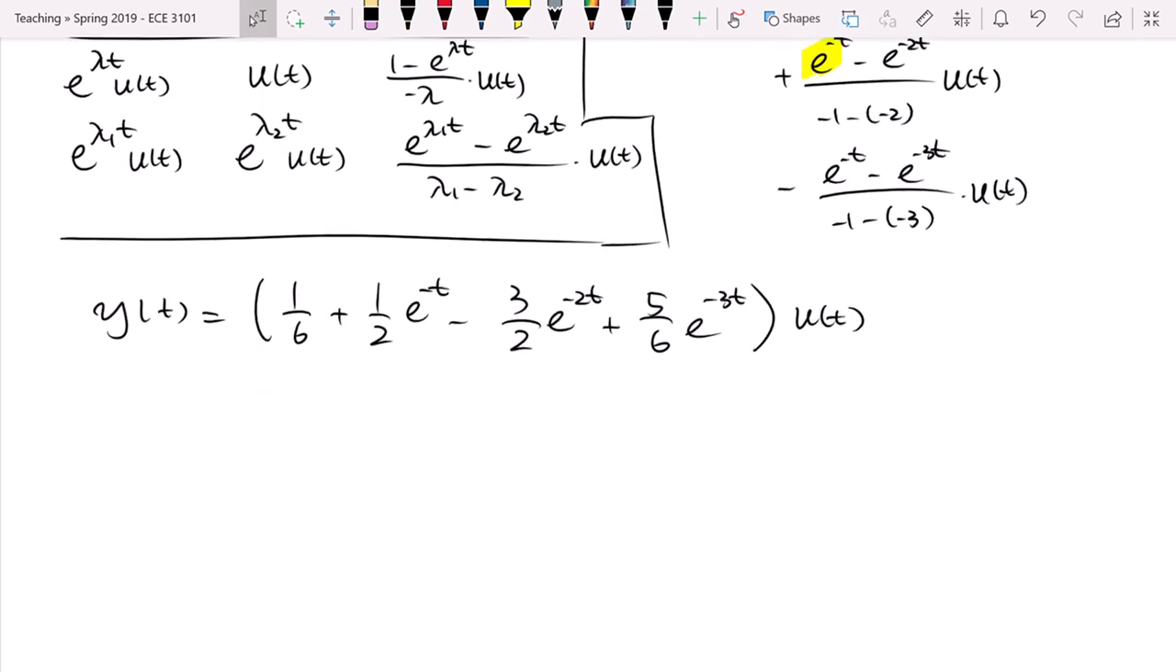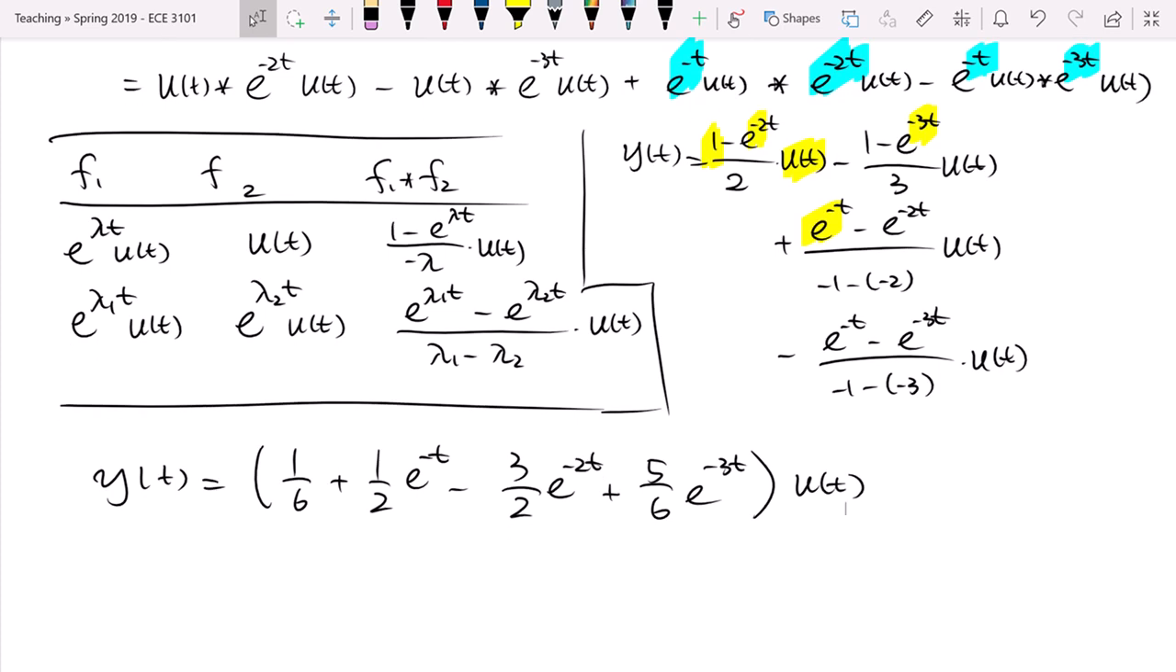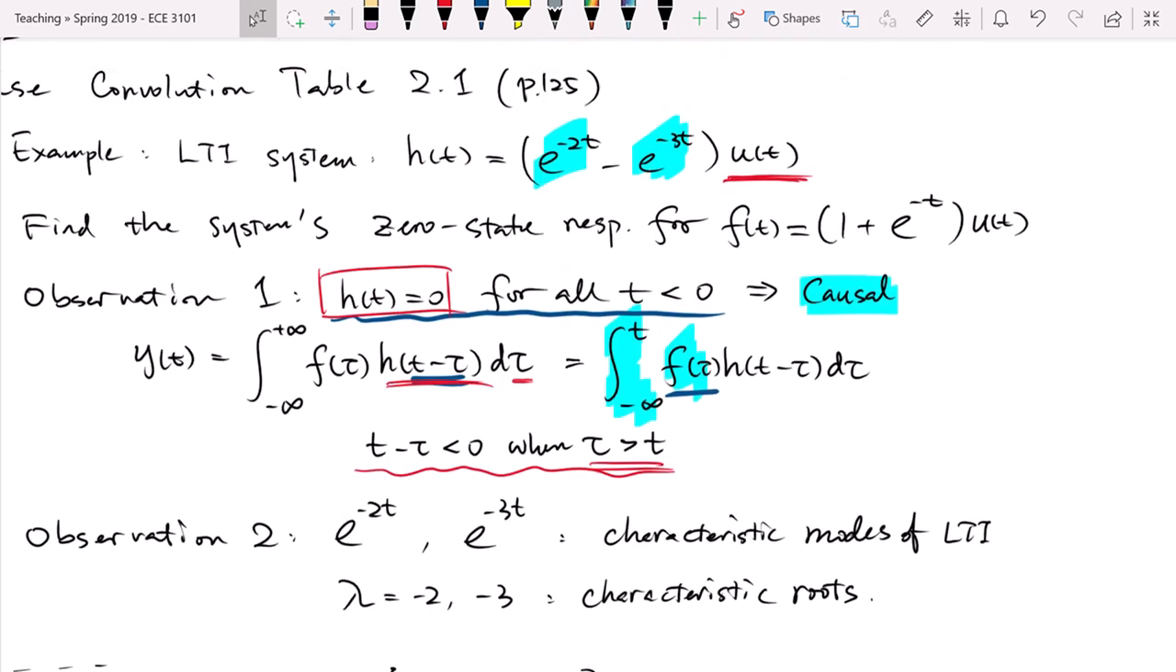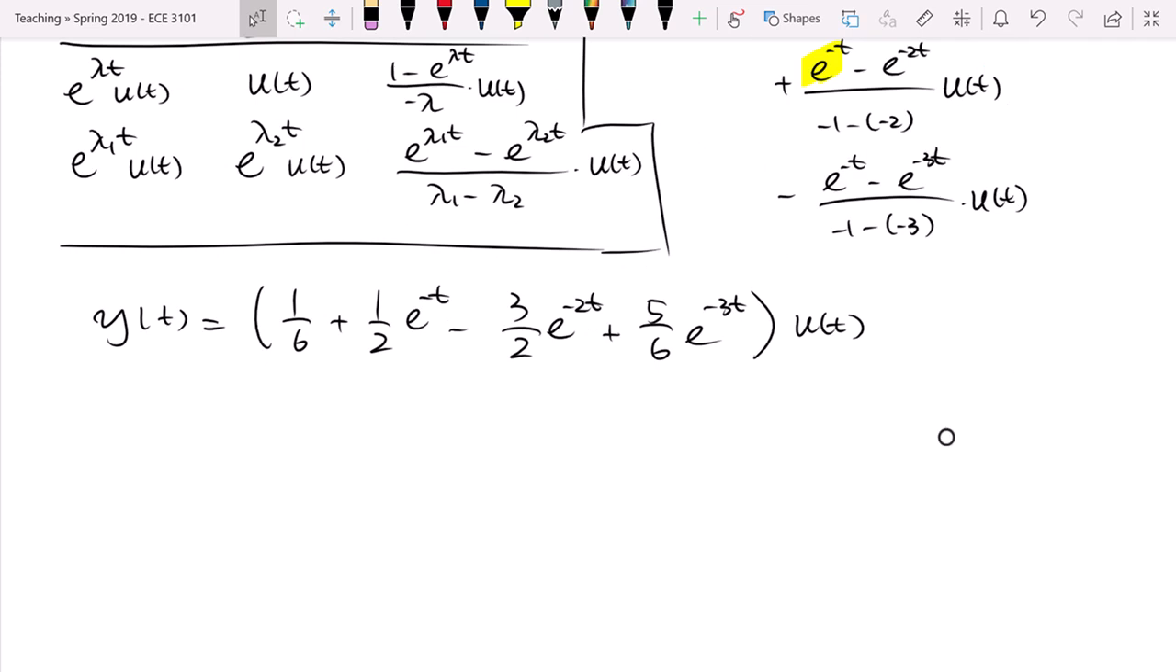Now, again, we should make an observation. I just brushed through this already, that you have 1, you have negative t, you have negative 2t, negative 3t. And we also made an observation earlier that e to the negative 2t and e to the negative 3t are the characteristic modes. For the input, we have this constant and e to the negative t. And the constant is not really a constant, it's just 1 times u of t. So you can view this as e to the 0t. Now, all 4 of them appear here.